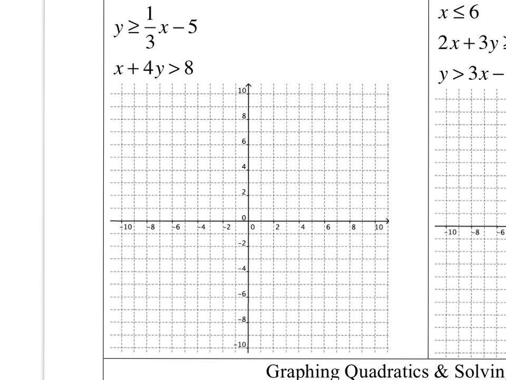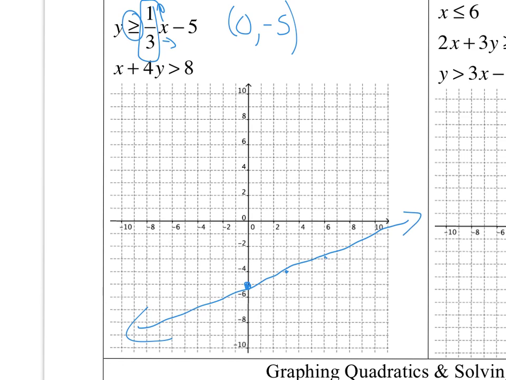1/3 x minus 5. That means I have a starting point at 0, -5, which is here. And then the slope means up 1, right 3. Up 1, right 3. And it is greater than or equal to, so that means a solid line. Let's pretend I hit those dots. If I miss, just make them bigger. It's okay.